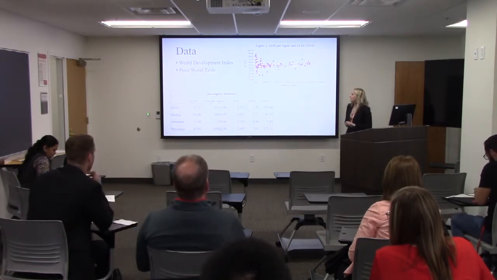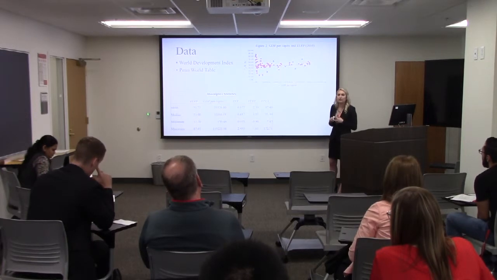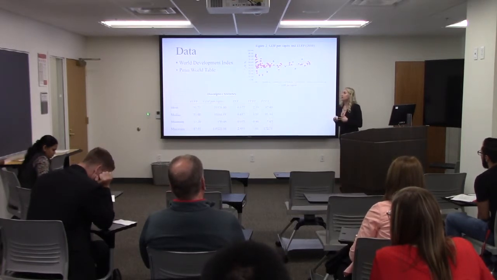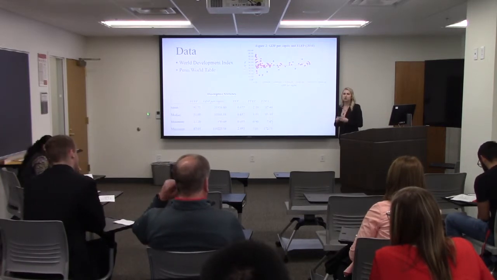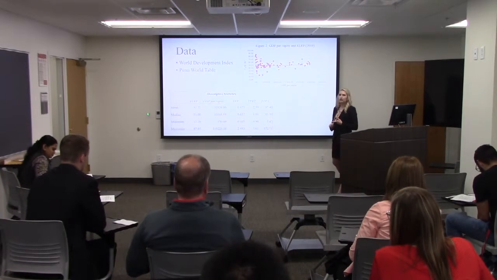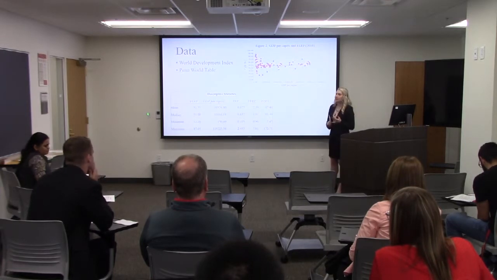So for my data, I collected all of my data from the World Development Index and the Penn World Table. So the total factor productivity data came from the Penn World Table, and everything else came from the World Development Index, and they collected it from different sources, including the International Labor Organization, the World Bank and the OECD, national accounts, the United Nations, and then a bunch of different census reports.